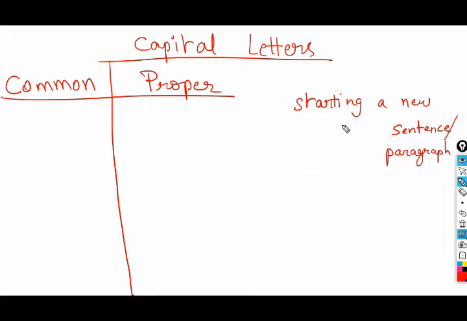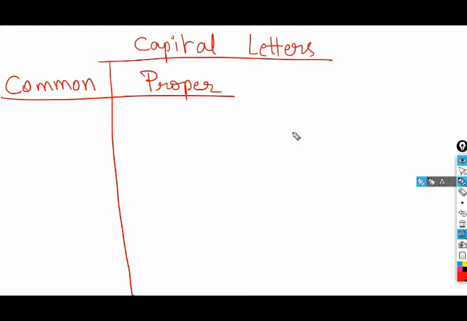Apart from starting a new sentence or new paragraph, when else do we write a capital letter? Just give it a thought. Now, the fact is, we write capitals only when we write nouns, but in that we have two different types of noun, common and proper. Proper nouns are something that we always write using a capital letter.